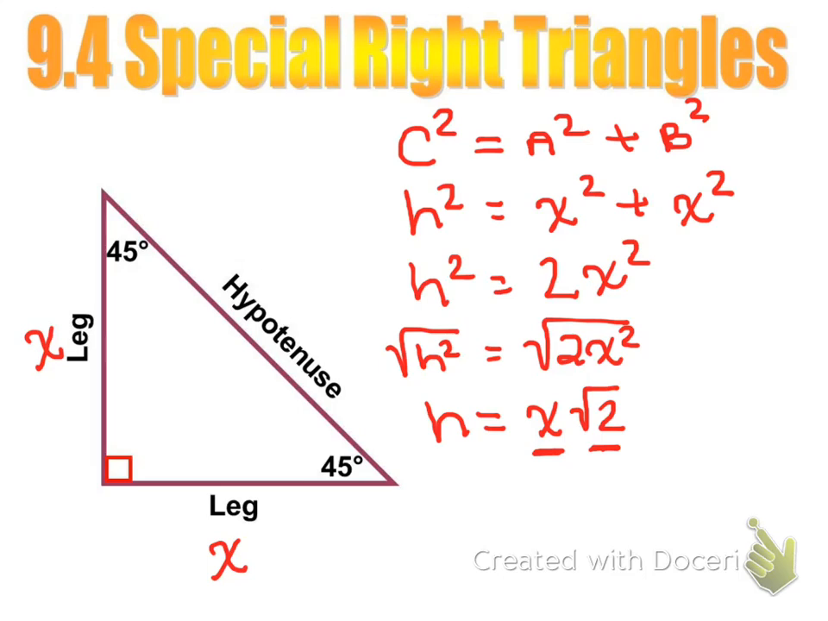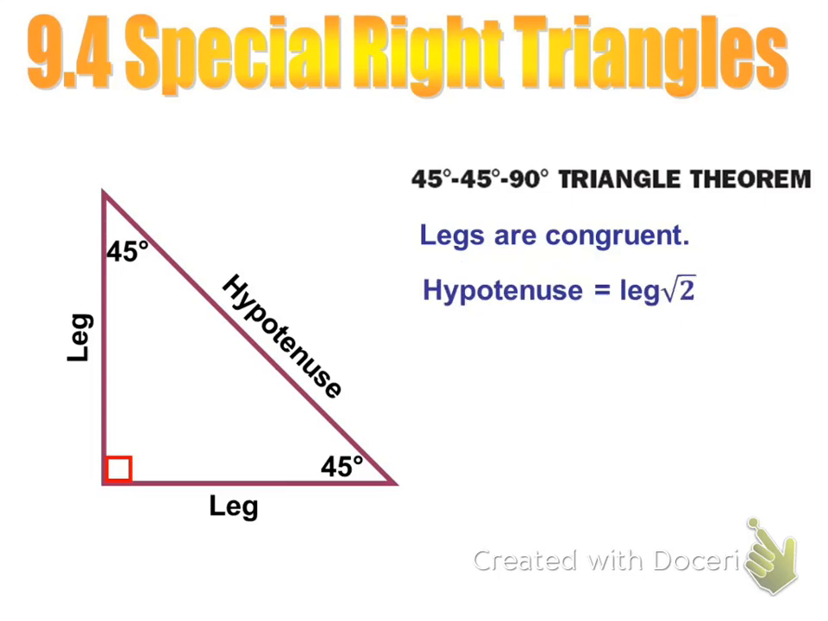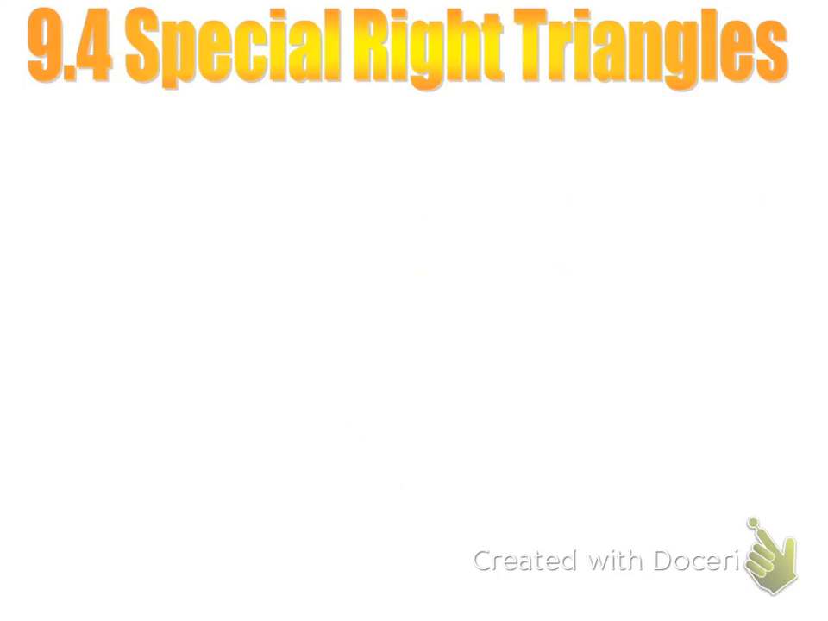That brings us to the rule for the 45, 45, 90 triangle. In a 45, 45, 90 triangle, remember, the legs are congruent. To get the hypotenuse, you would take the length of a leg and multiply it times the square root of 2. So one of our special right triangles is the 45, 45, 90. The other is the 30, 60, 90.